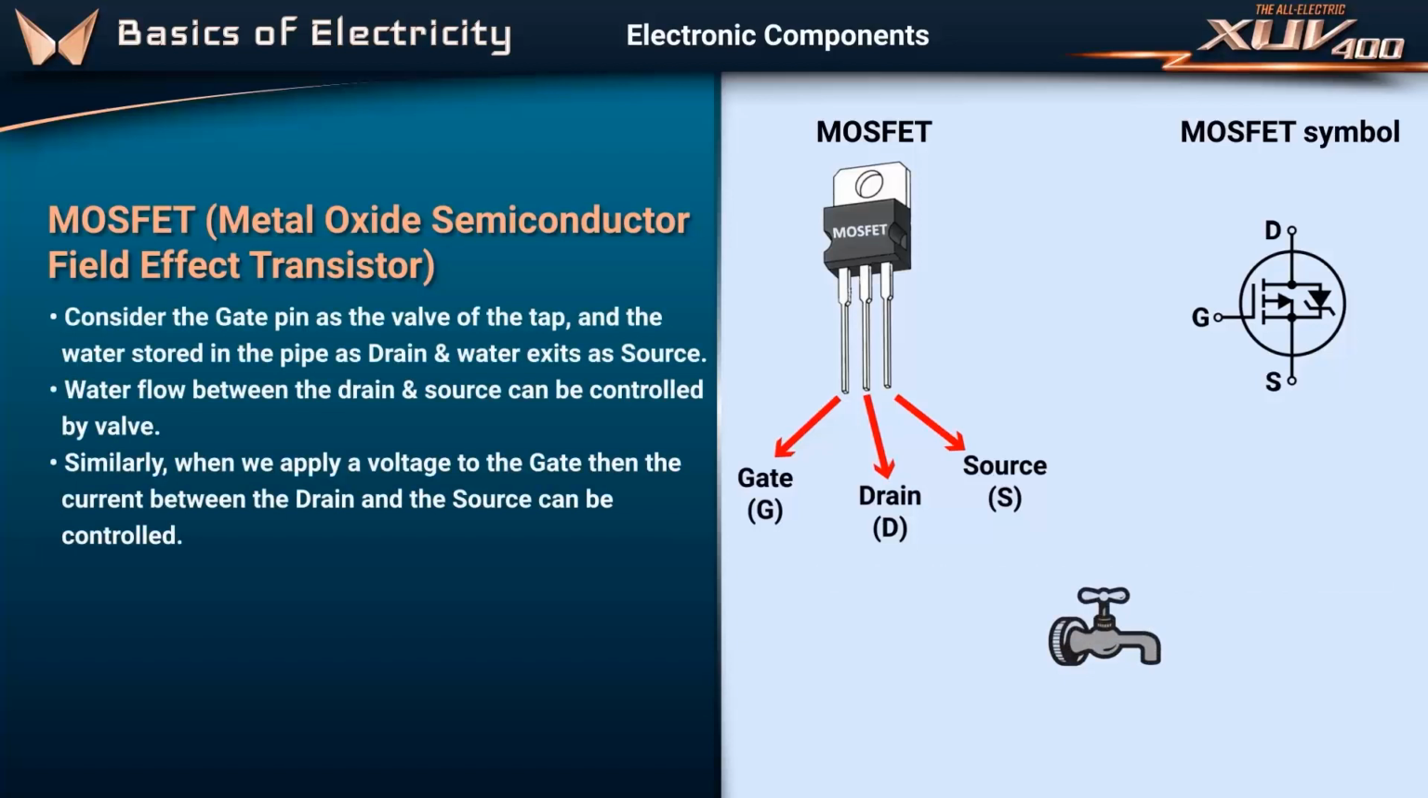Consider the gate pin as the valve of the tap, and the water stored in the pipe as the drain, and water exits as the source. Water flow between the drain and source can be controlled by the valve. Similarly, when we apply a voltage to the gate, then the current between the drain and the source can be controlled.